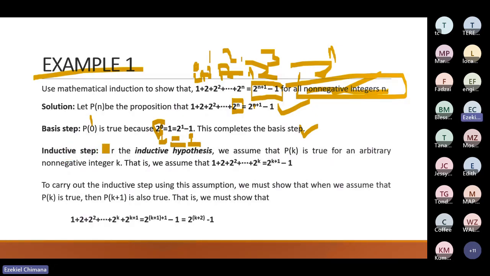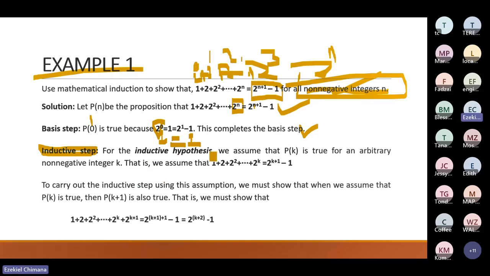inductive step. On the inductive step, remember the first thing there is to make the inductive hypothesis, which is P of k. And after that, you say if P of k is true, then P of k plus 1 must also be true. And then you prove that. After proving that, you'll be good to make the conclusion.